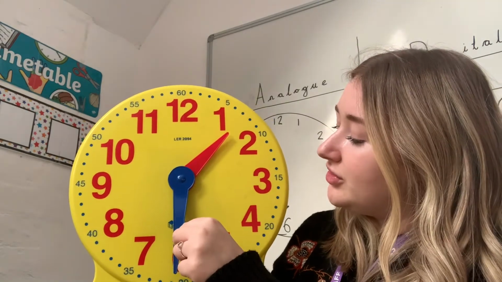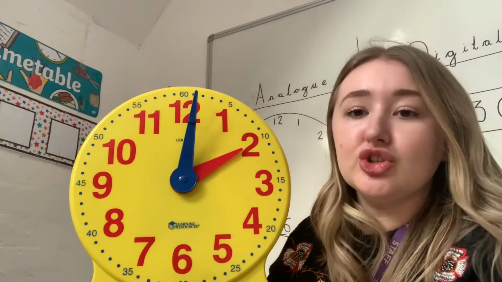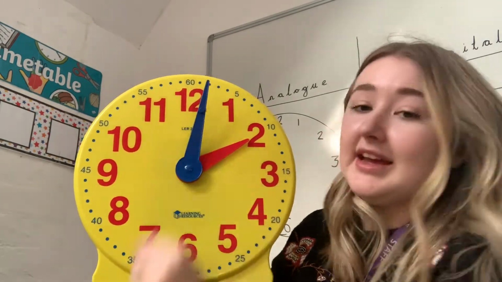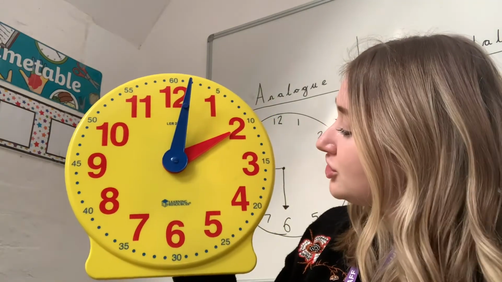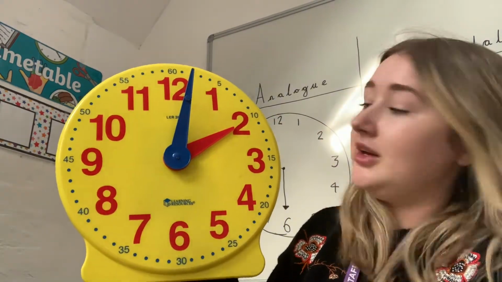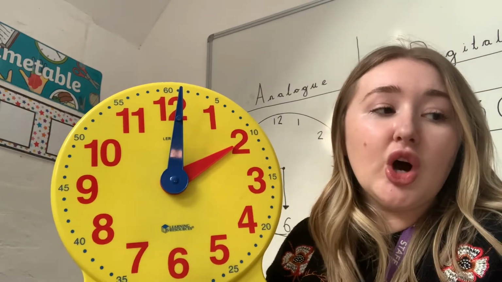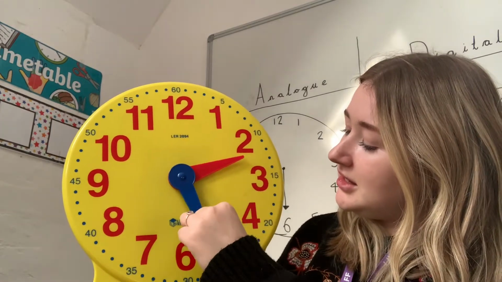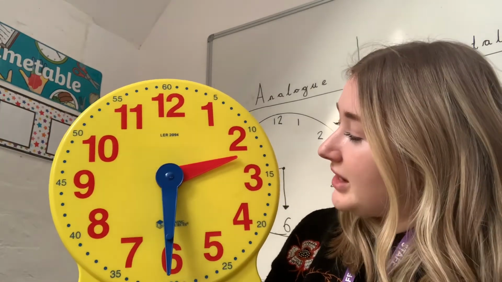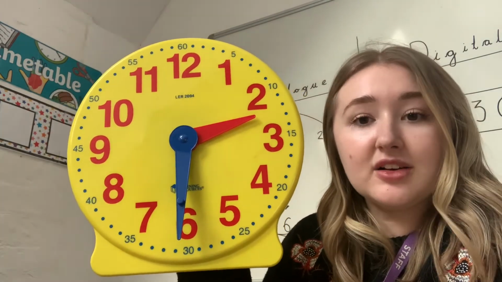And then if we move this all the way back up to 12, it is, oh, just slightly, it is 2 o'clock. Okay? We have reached 2 o'clock. Like I said, when this hand is facing the 12, it's called o'clock. And then when it is facing the 6, it is 1/2. So as we can see, it is 2:30 on our clock.